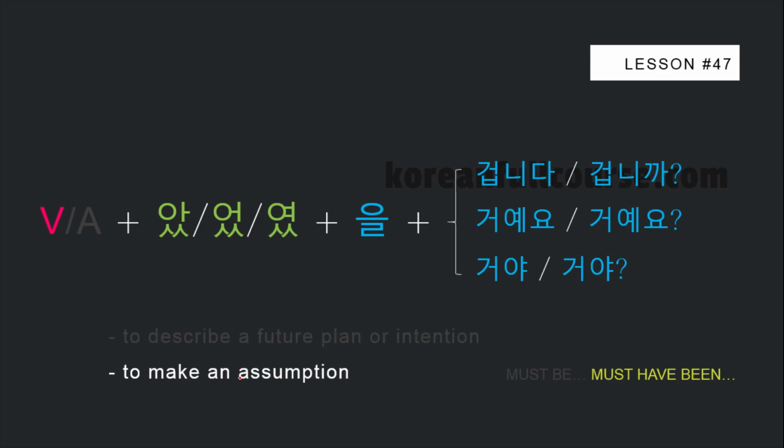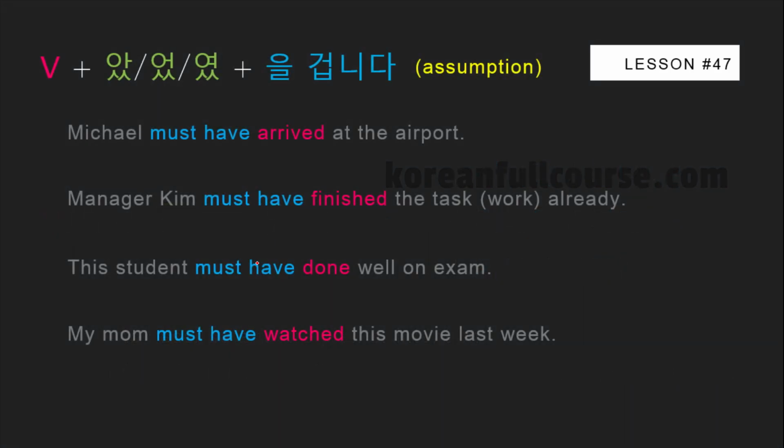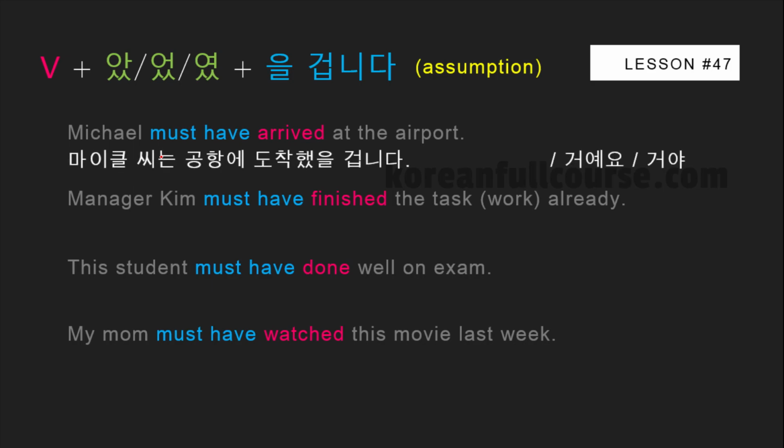If you want to make assumptions about actions, for example, he must have already gone, you need to use past tense suffixes. Michael must have arrived at the airport. 마이클 씨는 공항에 도착했을 겁니다.